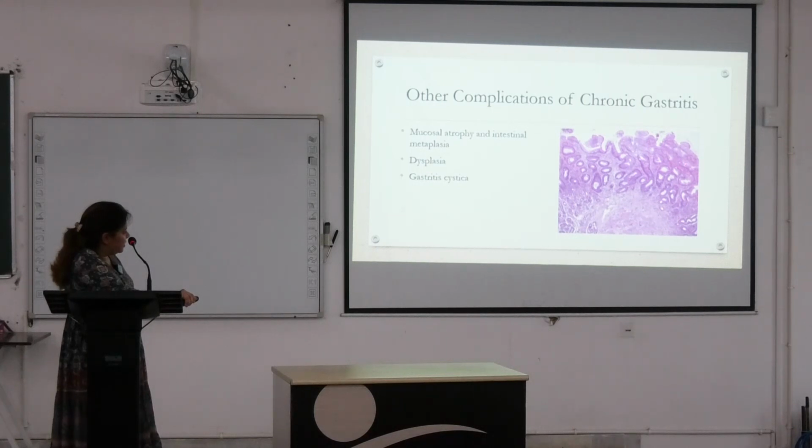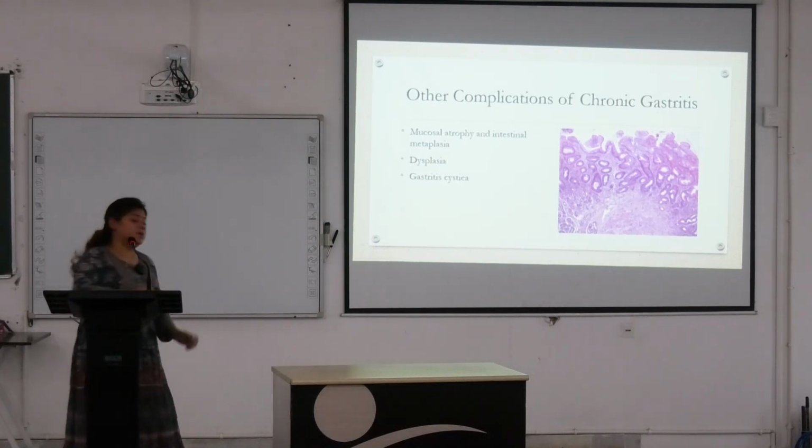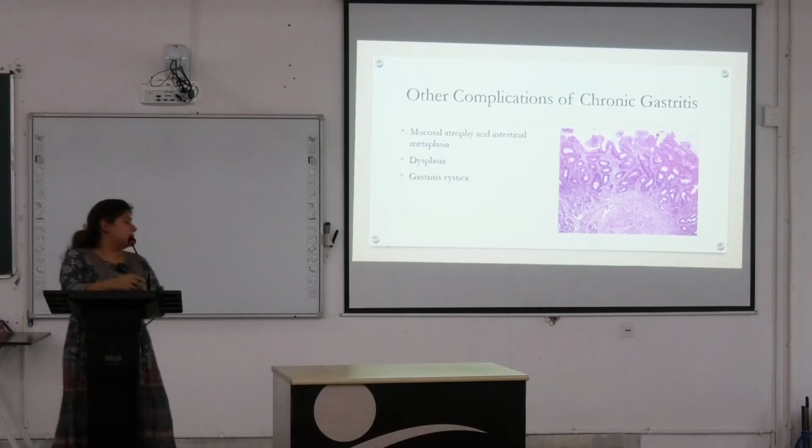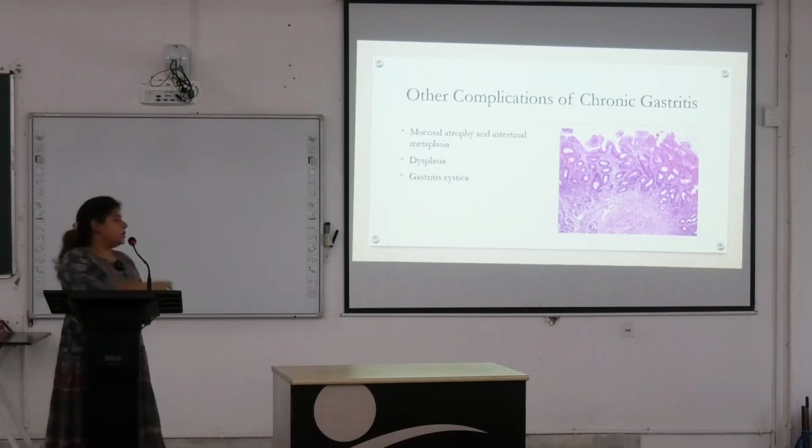Here, here. These clear spaces, these are the intestinal goblet cells where the gastric epithelium has converted itself because of chronic insult or injury. The gastric epithelium is now resembling the intestinal epithelium. And obviously then there is loss of function of the gastric epithelium.